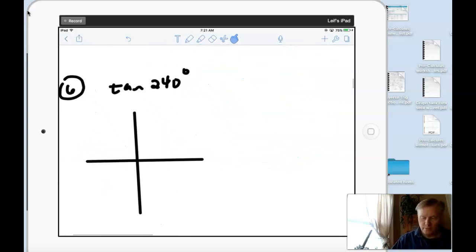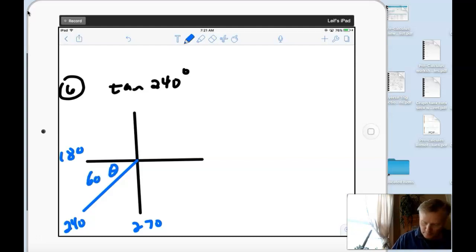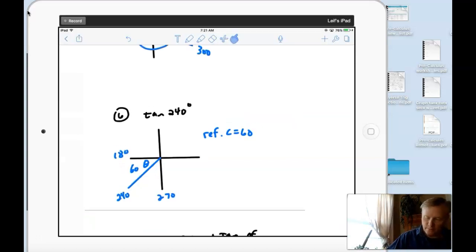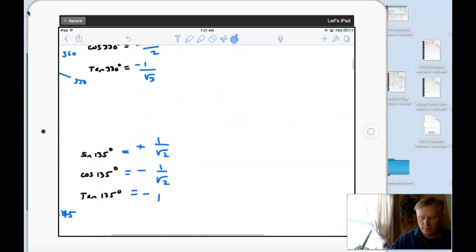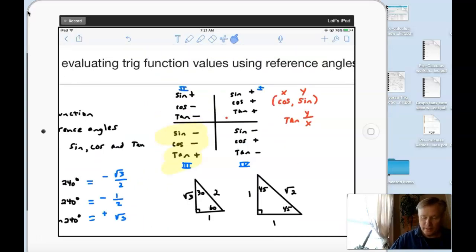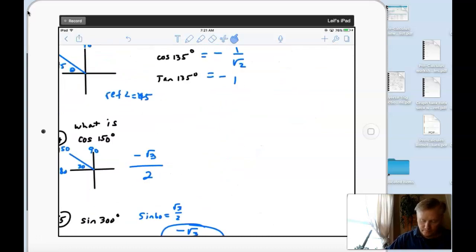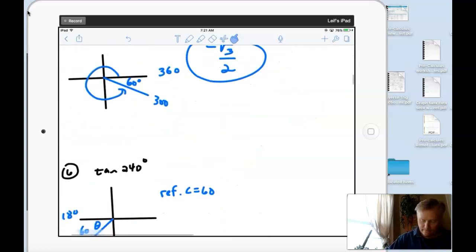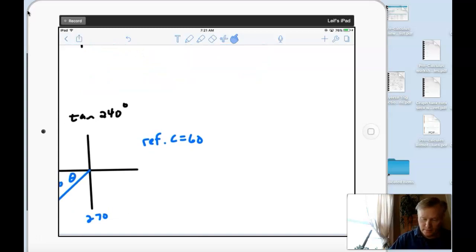Number 6, tangent of 240. So here's 180, here's 270, so 240 is between those two. And if I subtract 240 and 180, I'll get my reference angle, which would be 60. So my reference angle is 60. My tangent, if I go back up to my chart up here, the tangent is positive in the third quadrant. So I know my answer is going to be positive.